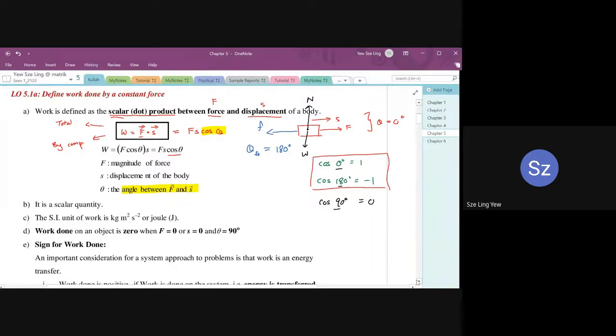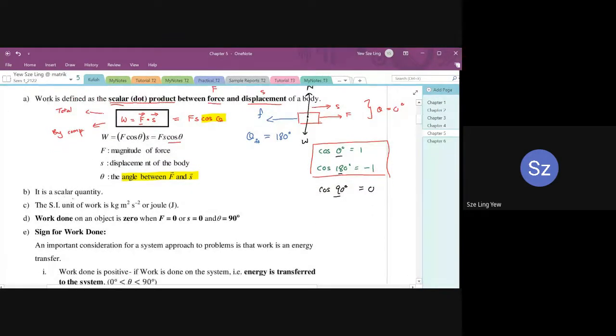So like I told you just now, because this is a scalar product, it is a scalar quantity. So the SI unit for work is kg m² s⁻², or the special SI unit is known as joule, right? So work done on an object is 0 if the angle is 90 degrees, okay? Or F is equal to 0 or s equals to 0, meaning the object is not moving.